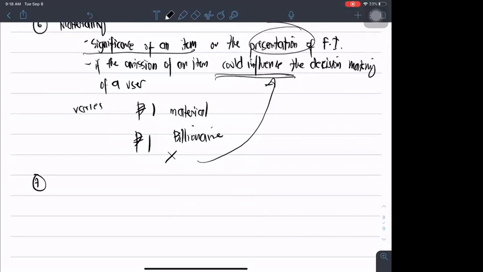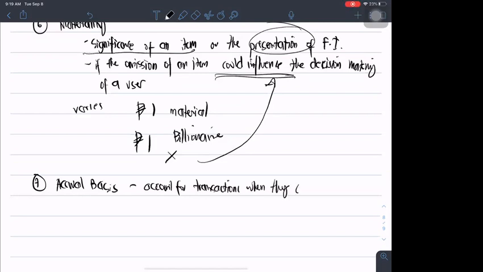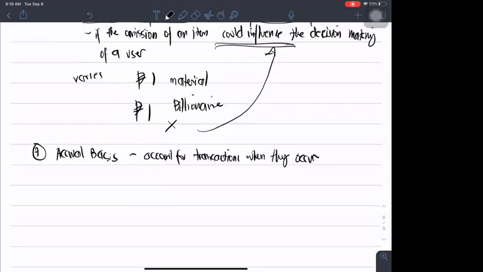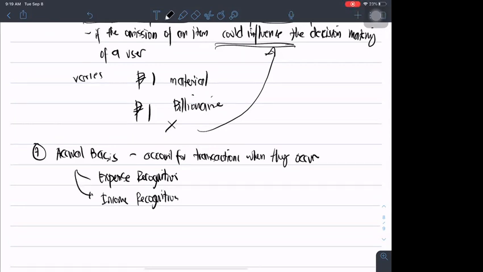Number 7, we have your accrual basis. Okay. So what is your accrual basis? So accrual basis talks about that if ever we account for transactions when they occur. Okay, so when we say accrual basis, we have your expense recognition and income recognition. So it is composed of these 2 items. Under your expense recognition, under accrual basis, expense is recognized when incurred, not when paid.